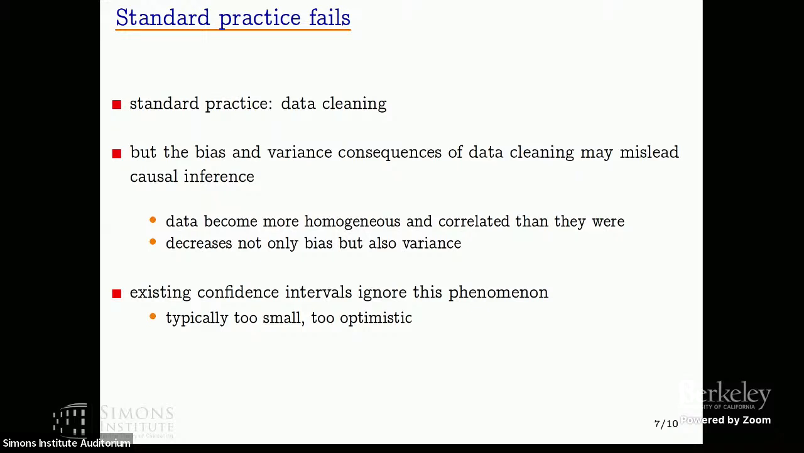In particular, what are those consequences, roughly speaking? Well, when you clean a data set, you tend to make it more homogeneous and correlated than it originally was. And in the effort to rein in the bias from different types of data corruption, you've probably also really depleted the variance. Existing confidence intervals ignore this phenomenon, and in simulations, you can show that typically they'll be too small, too optimistic. Coverage will be about 70% instead of the 95% you'd expect.